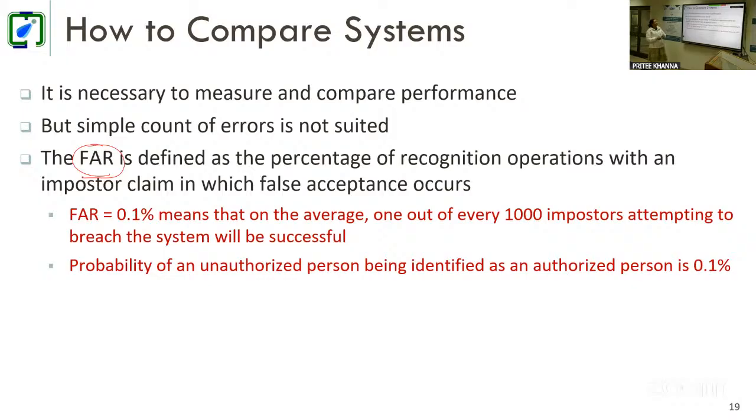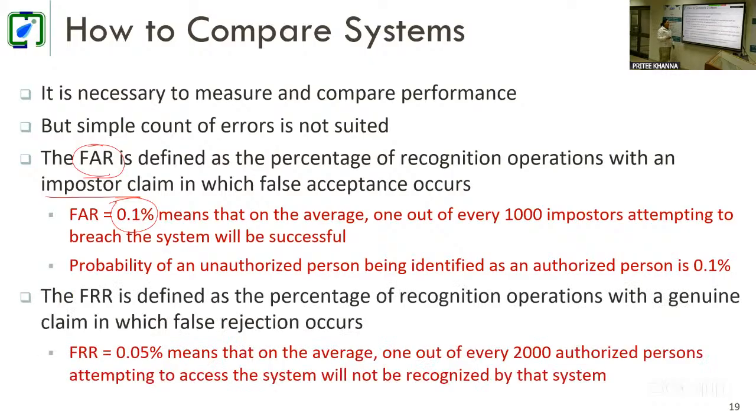When we say false accept rate, it is basically the rate, or the percentage of occasions, when an imposter is allowed access, right? False accept: an imposter is allowed access. So if your false accept rate is just 0.1%, which is very small, what does it mean? It means that out of 1,000 imposters, one will get access. So we say it is the probability of an unauthorized person being identified as an authorized one.